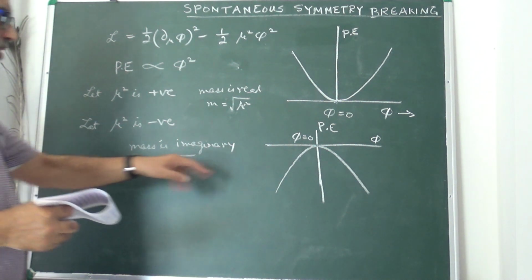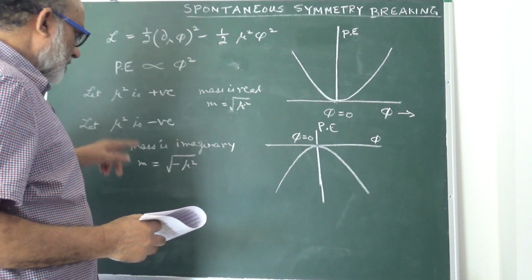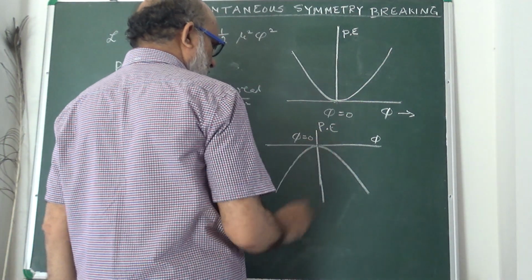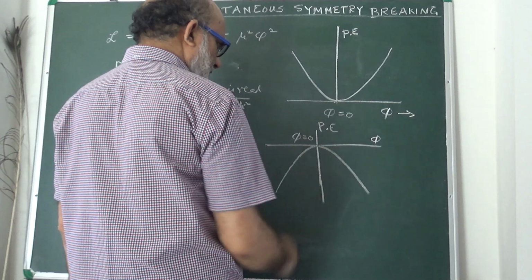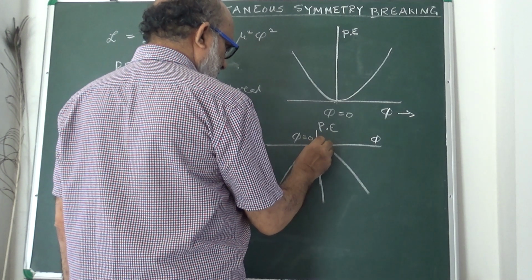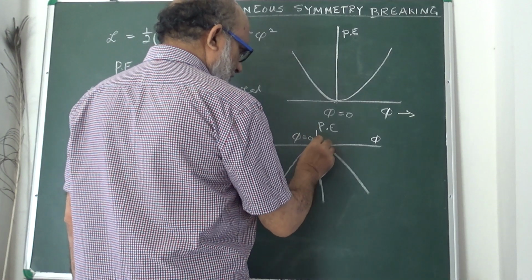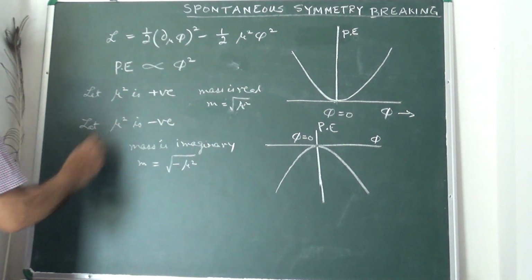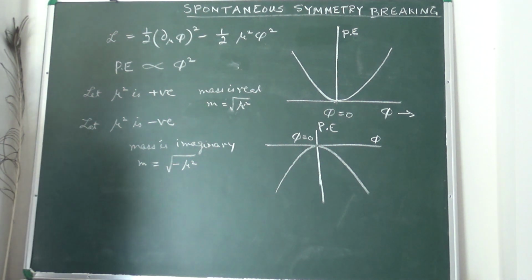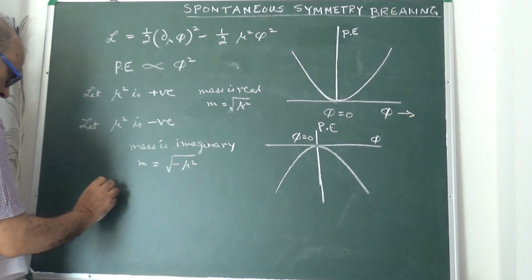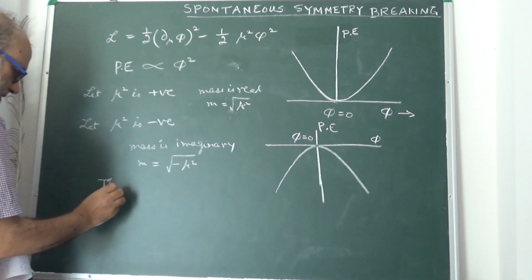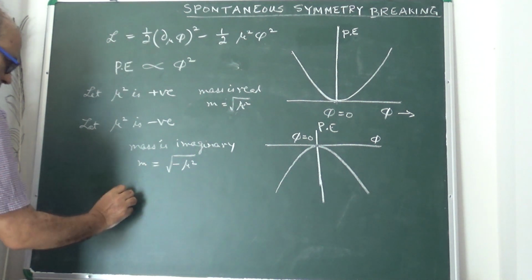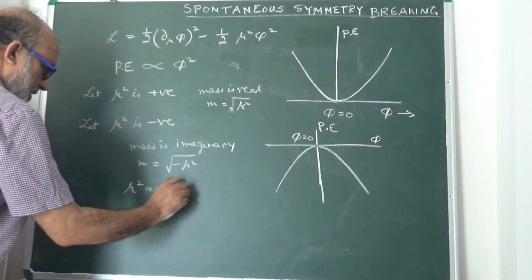So if we assume mu square as negative, the mass is imaginary and the potential energy curve is upside down. It means it has no analogy of a particle in a cup. The particle cannot stay here. This is the unstable equilibrium position, and the particle will have to fall either on this side or this side. So taking mu square as negative is a senseless idea.